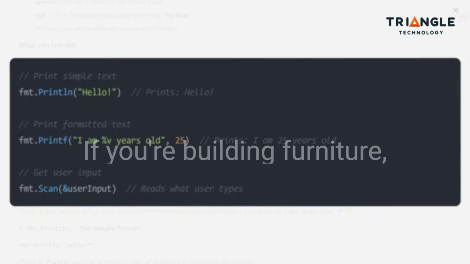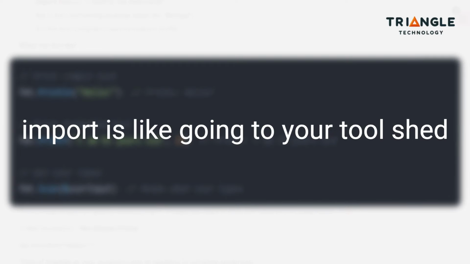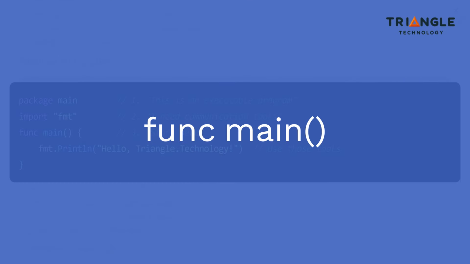Real-world analogy. If you're building furniture, you need to bring your tools first. Import is like going to your tool shed. fmt is like grabbing your communication tools, megaphone, notepad, etc. func main.